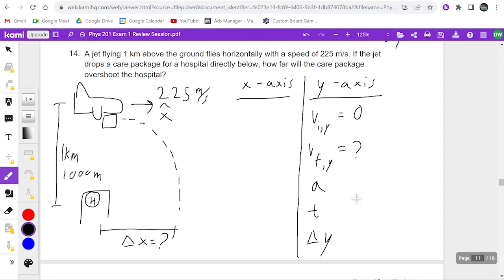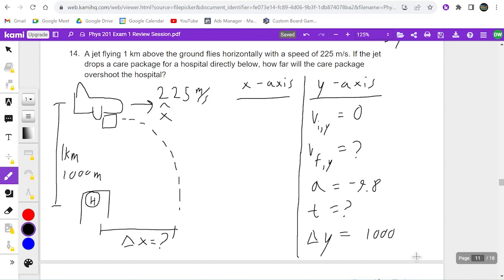Acceleration, do we know that? That is the negative 9.8 because it's the same for every problem in the y-axis. Negative 9.8. And then time we don't know. And delta y is 1,000.